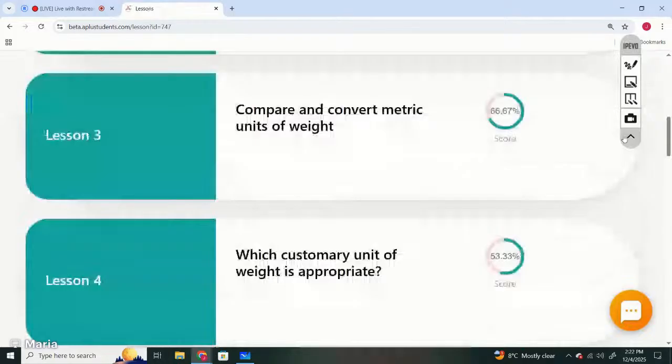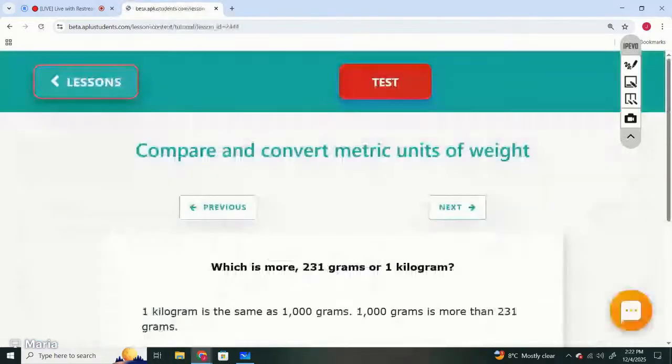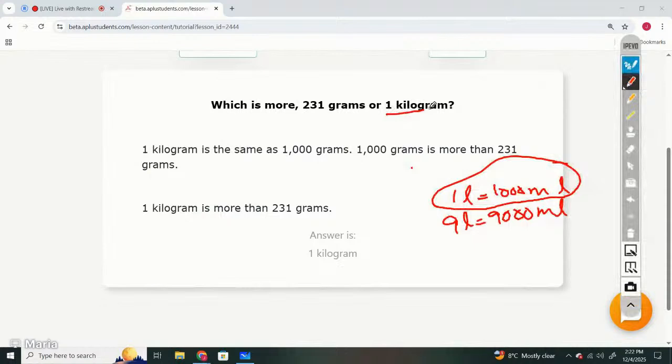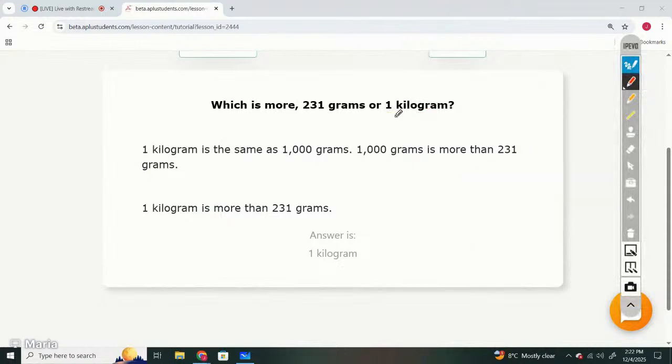The next lesson is compare and convert metric units of weight. Which is more, 231 grams or 1 kilogram? So 1 kilogram is equal to 1000 grams, right? 1 kg equals 1000 grams. So 1 kilogram is more than 231 grams.